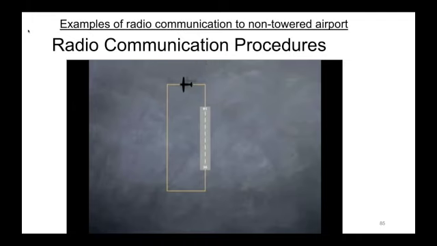As we continue our turns to the left, we end up paralleling the runway. This is known as a left downwind.